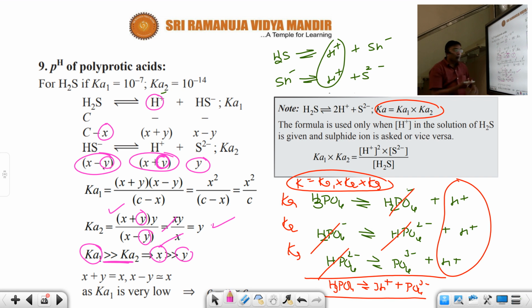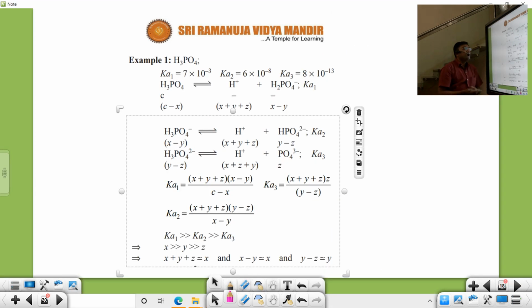So from this, when you know the K value, H plus is equal to root of K into C, because this is a weak acid. So this is all about the polyprotic explanation.